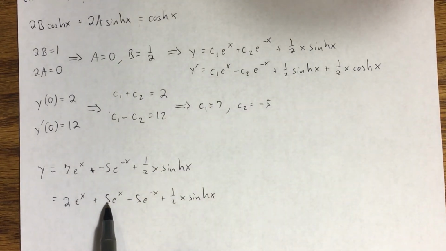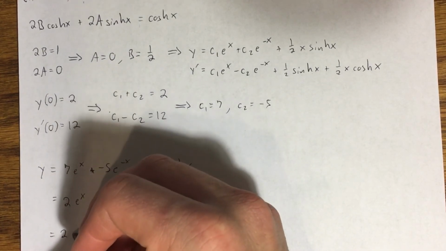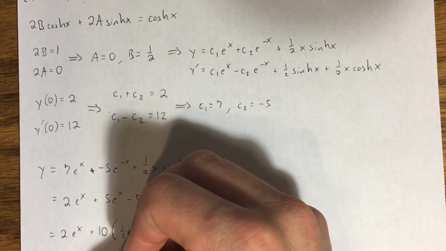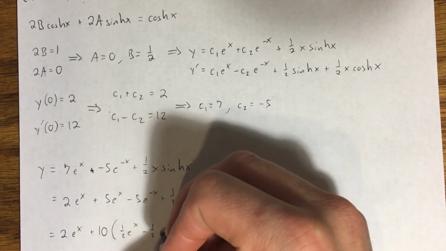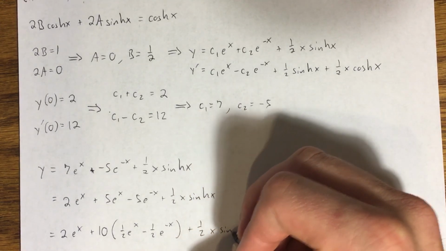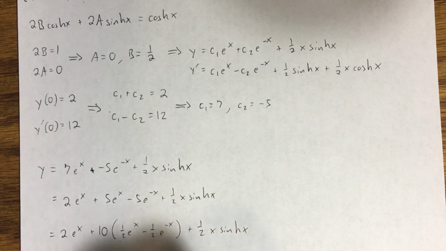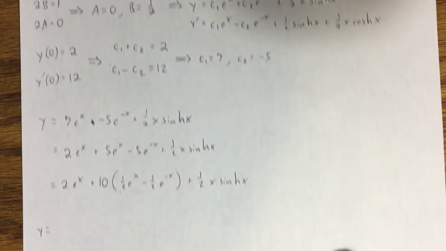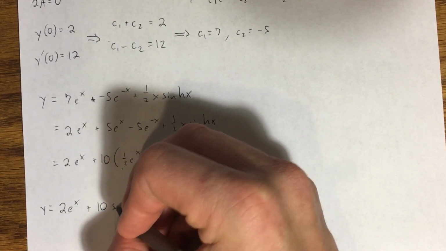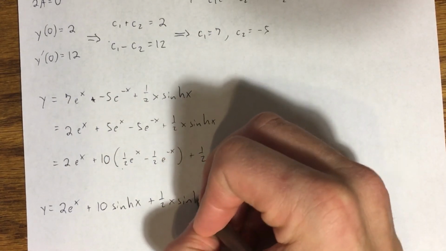If I factor a 10 out of this, not a 5, but a 10, I get this. 2 e to the x plus 10 times 1/2 e to the x minus 1/2 e to the negative x, plus 1/2 x sinh of x. Everything in the parentheses there is equal to sinh of x. So I could write this. Y equals 2 e to the x plus 10 sinh of x plus 1/2 x sinh of x.